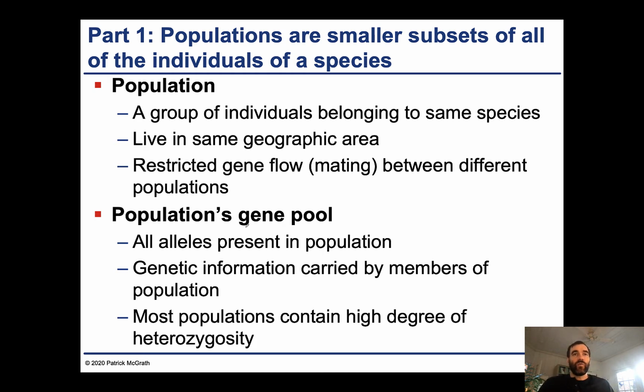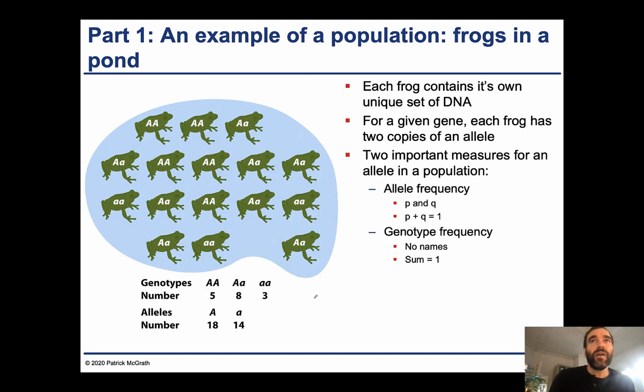And so we also talk about a population's gene pool, and the idea of that is all of the alleles that are present in a population. So it's genetic information that's carried by members of a population, and most populations contain a high degree of heterozygosity. So let's talk about kind of a real life example of this.